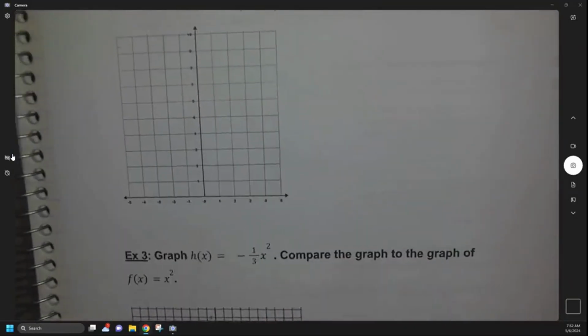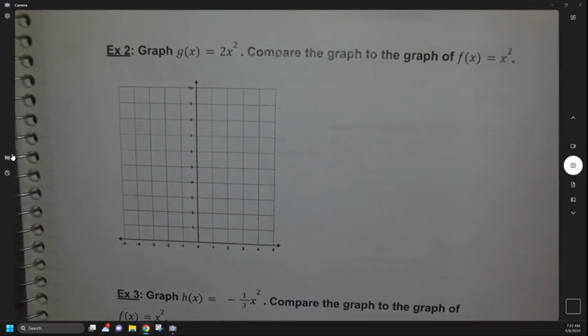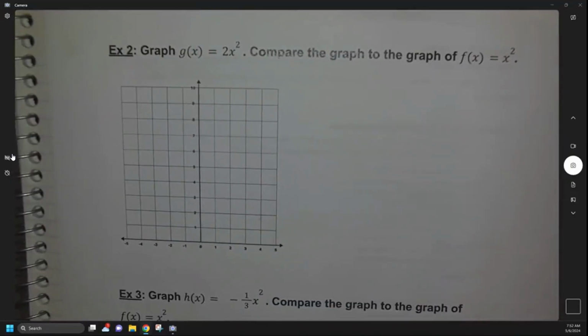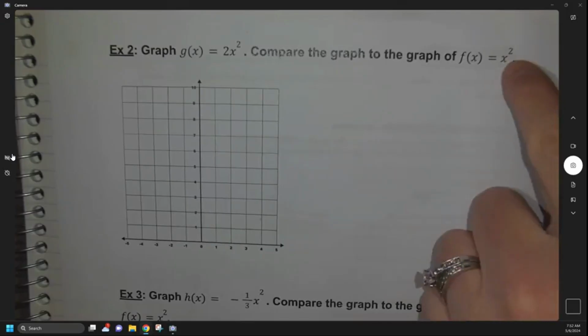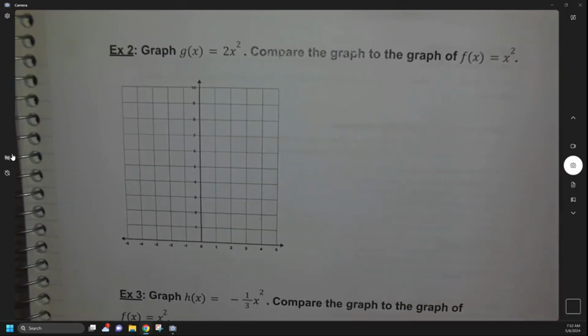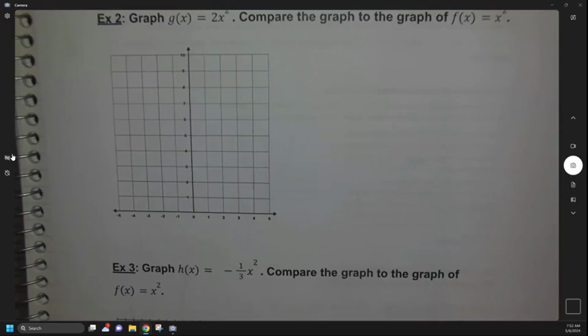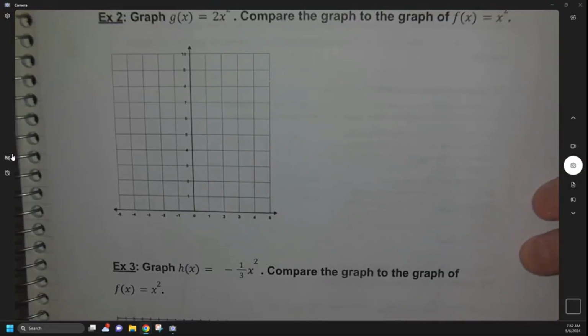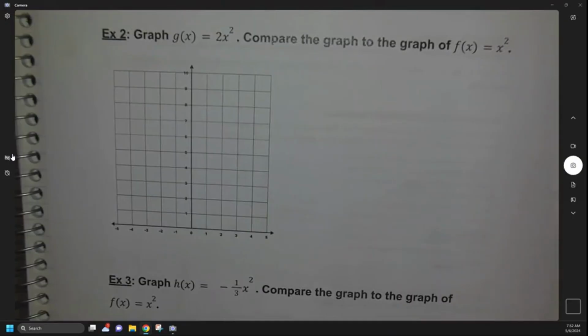All right, so let's take a look on the back side here at example 2. So for this one, we've got g of x equals 2x squared, and we're going to compare it to the graph of f of x equals x squared. So let's draw that one out first. And I'm going to use my blue marker just to keep consistent with the drawings on the front.